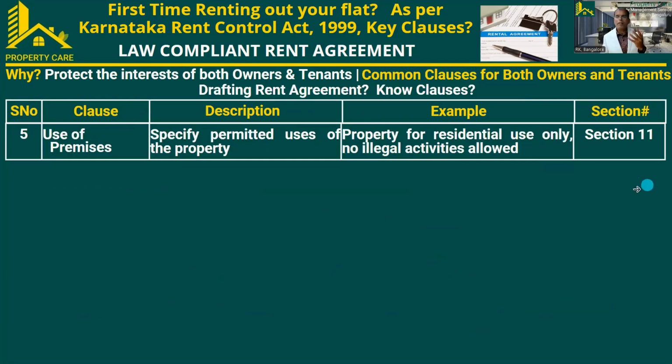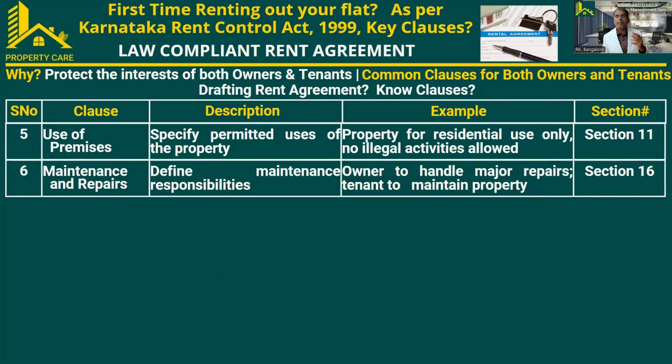Next one is the use of premises. So, residential purpose only. You should mention this: I'm renting out the so and so property for residential purpose only, to stay, maybe a corporate employee. So no illegal activities allowed. For example, drug peddling is an illegal activity. We are not giving a flat to such people. If anything happens and they are found guilty, the tenant will be responsible. That is as per section 11.